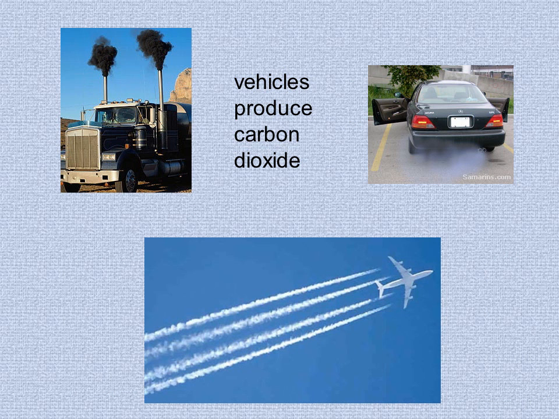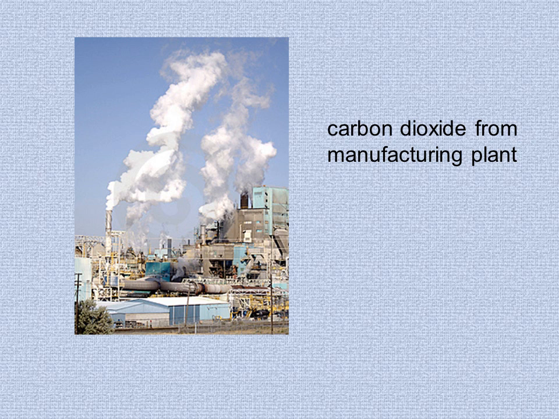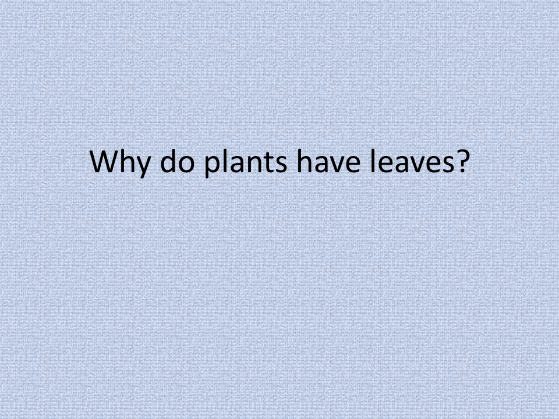Vehicles produce carbon dioxide, and a lot of it. Trucks, cars, airplanes, all of these, when they burn the fuel, the gasoline, the jet fuel, the diesel fuel, carbon dioxide is produced as a product of that fuel. Carbon dioxide comes from a lot of manufacturing plants, particularly if they burn coal or oil as part of their energy. They'll release carbon dioxide in air.